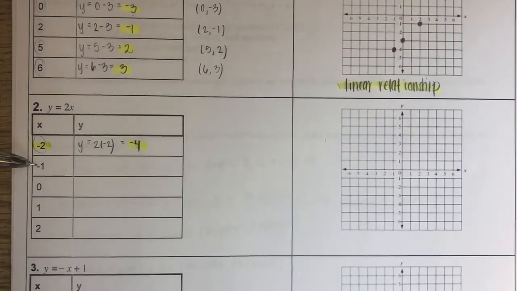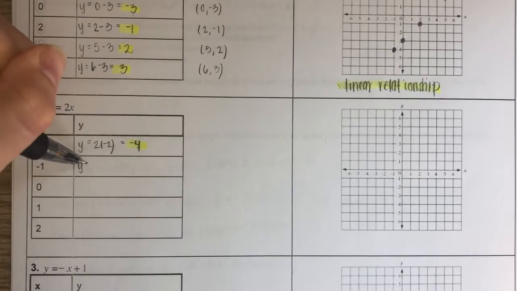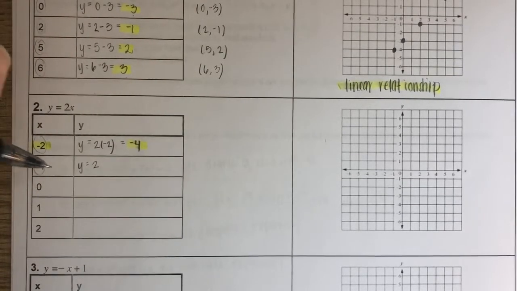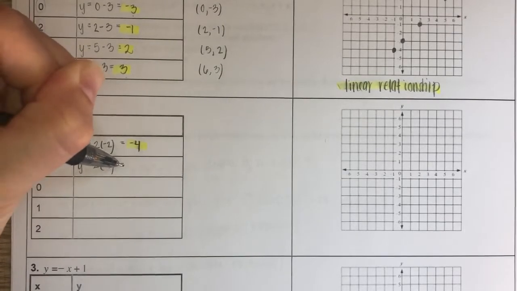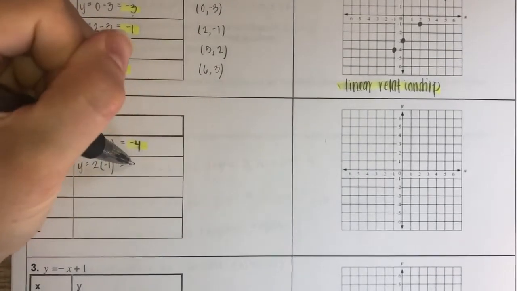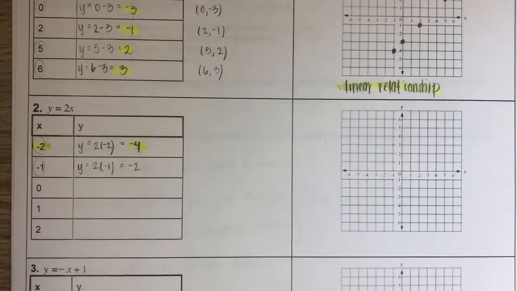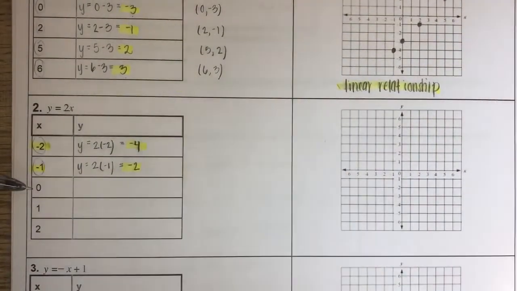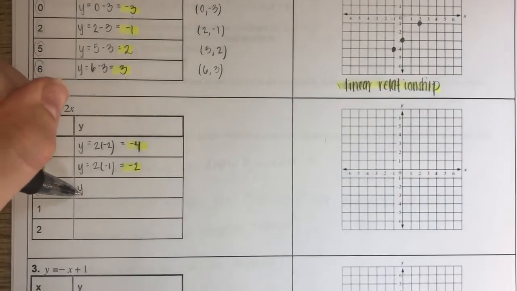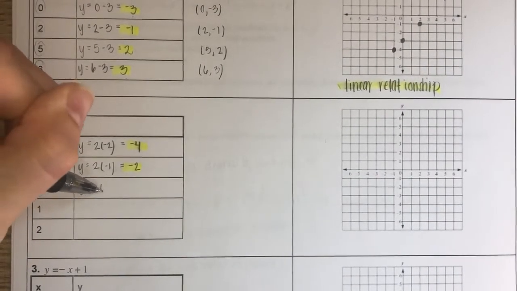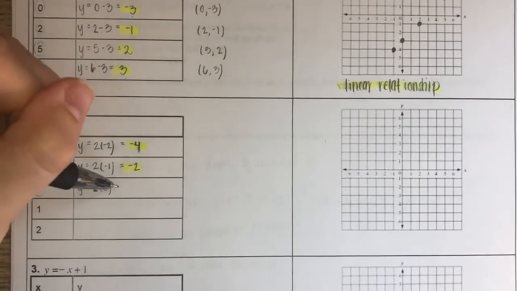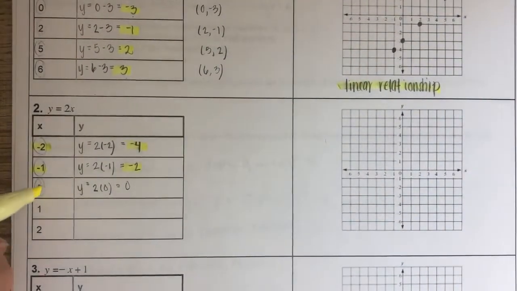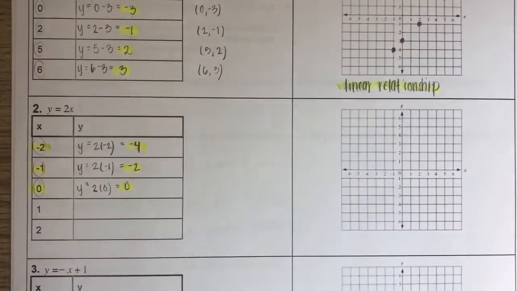And then when x equals -1, my equation is y equals 2 times x. Instead of x, I'll plug in -1. So 2 times -1 is -2. So -1, -2 is my next point. When x equals 0, my equation becomes y equals 2 times 0 instead of x. And then 2 times 0 is 0. So my next point is 0, 0.